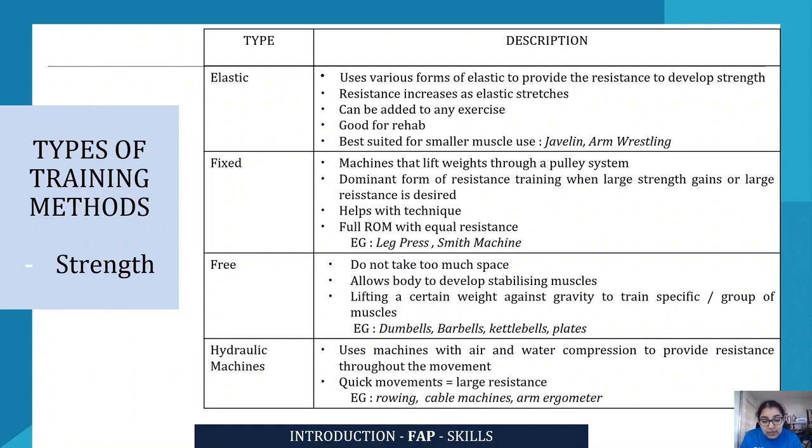Now, free weights, these do not take up so much space, so you don't have to get a whole machine. They're more convenient, and they allow the body to develop stabilizing muscles. So you lift a certain weight against gravity to train specific groups of muscles, and examples include dumbbells, barbells, kettlebells, and plates. Finally, hydraulics machines. This is where we're using machines with air and water compression to provide resistance throughout the movement, and quick movements lead to larger resistance. So for example, rowing or cable machines, or using an arm ergometer as well.